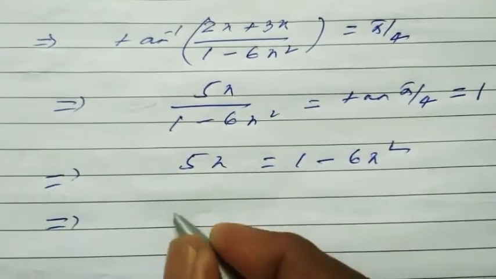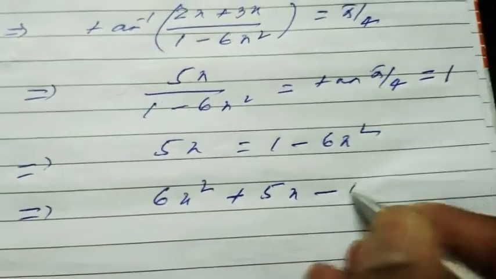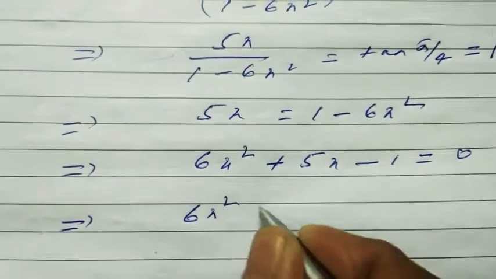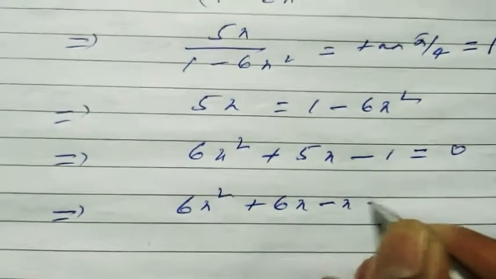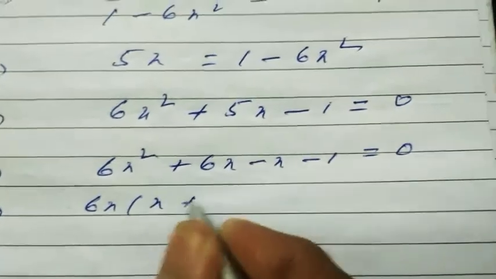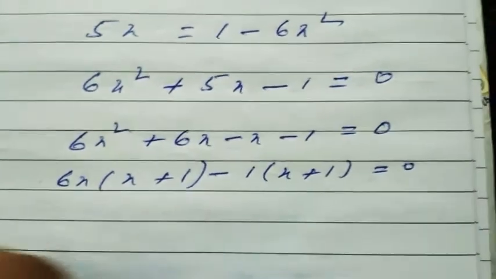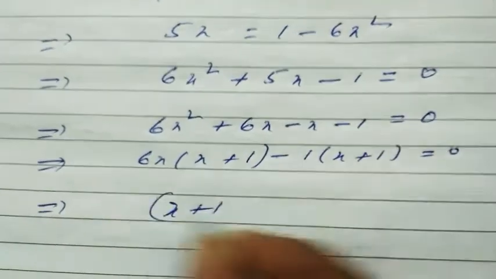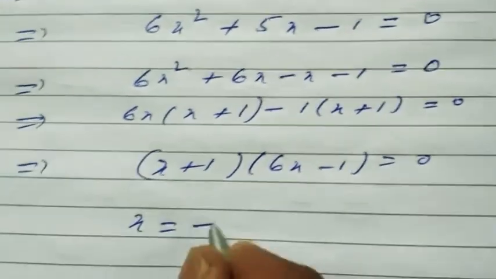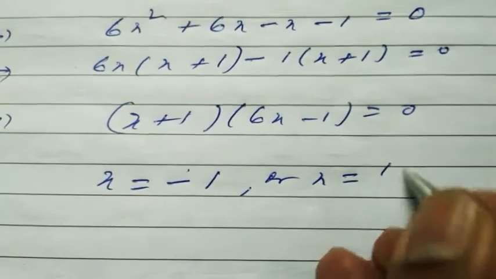So finally we will get 6x squared plus 5x minus 1 is equal to 0. This is a quadratic equation. We can split it: 6x squared plus 6x minus x minus 1 is equal to 0. That will be 6x common, (x plus 1), minus 1 common, (x plus 1), equal to 0. So we got the two factors: one is x plus 1, the other is 6x minus 1, equal to 0. In this way we got the two results: x is equal to minus 1, or x is equal to 1 by 6.